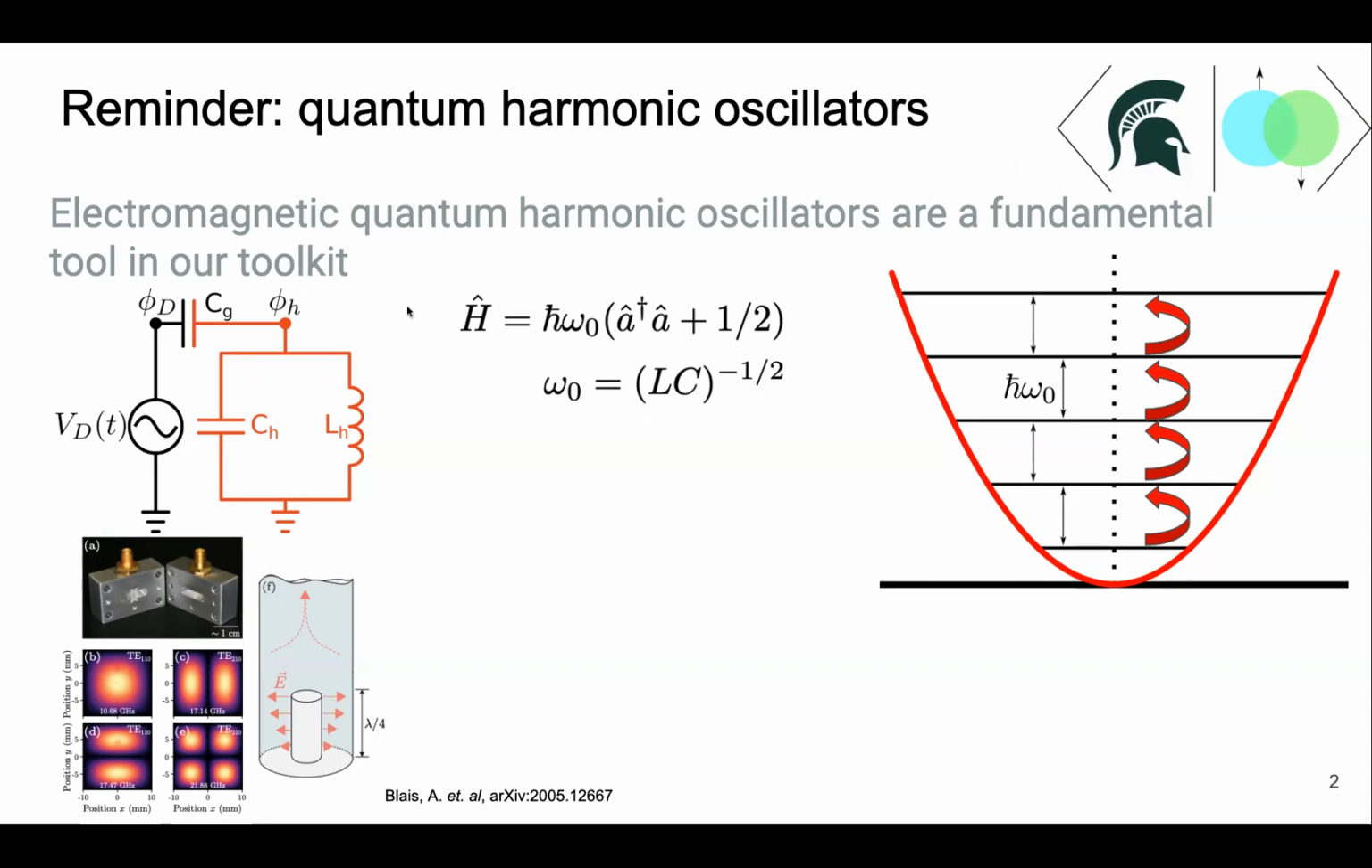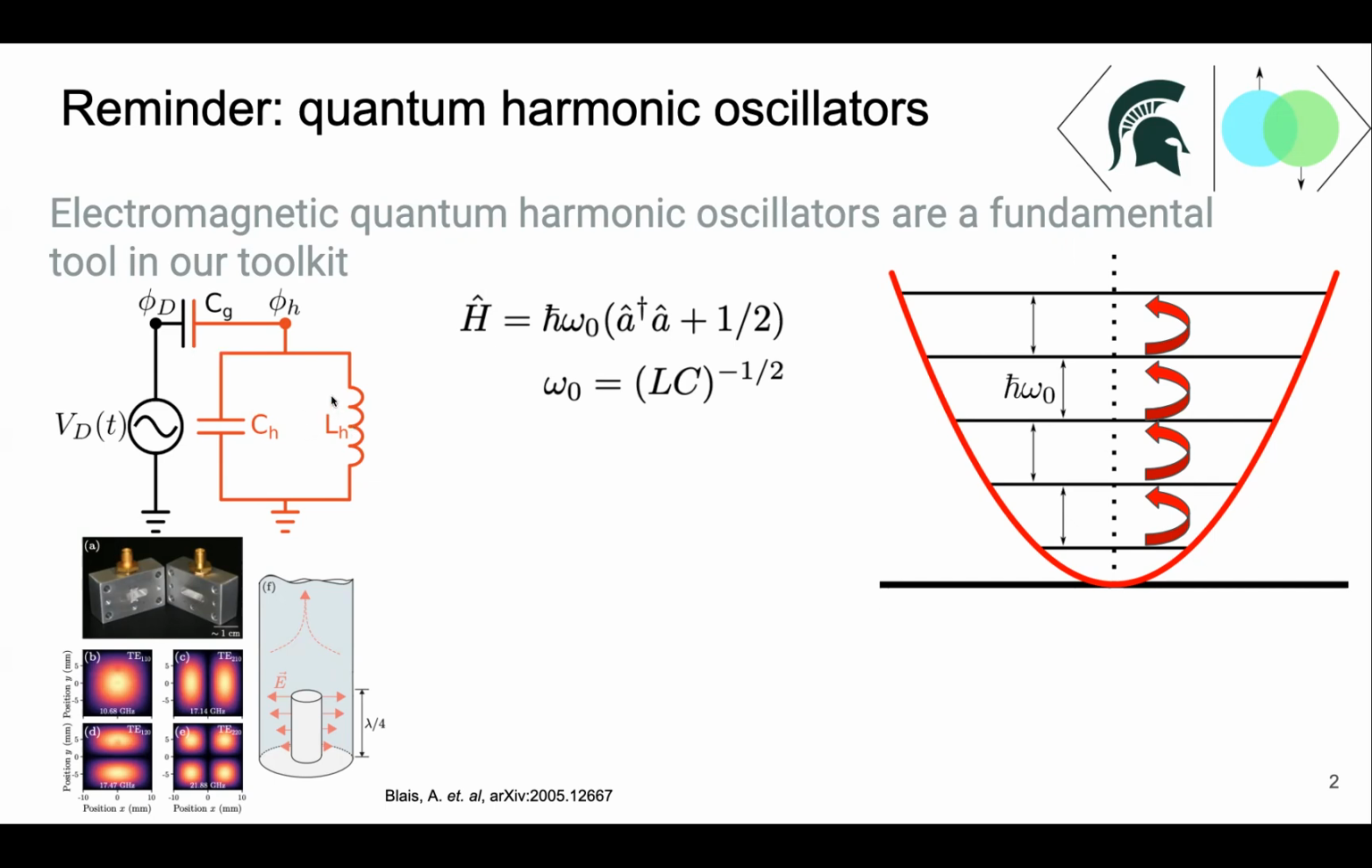The way I would draw this as an electrical circuit is shown off to the left here, where I have some classical voltage drive, and then it's coupled to an LC circuit. This capacitive coupling just means that it's not connected with a wire. There's a capacitance between the drive line and the resonator.